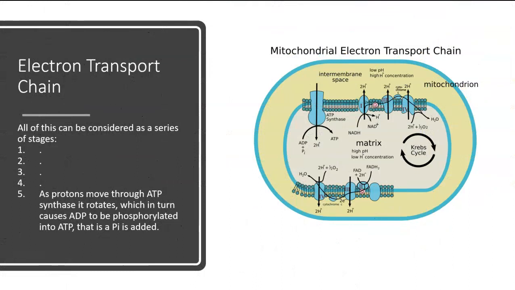Fifth step, as protons move through the ATP synthase, it rotates, which in turn causes ADP to be phosphorylated to ATP, that is because phosphate is added. Okay, so let's have a look at this process of chemiosmosis.